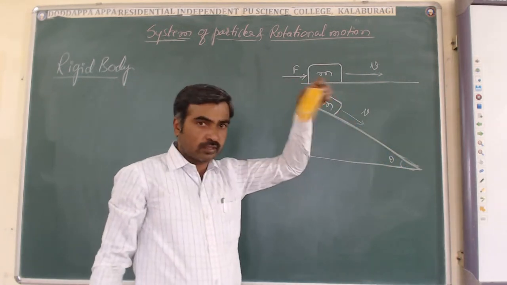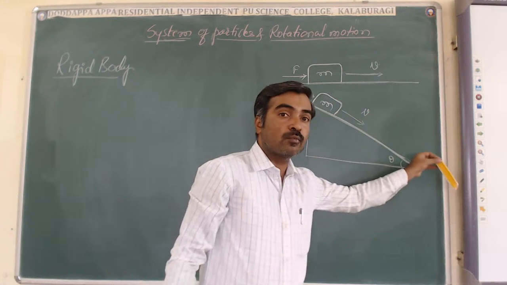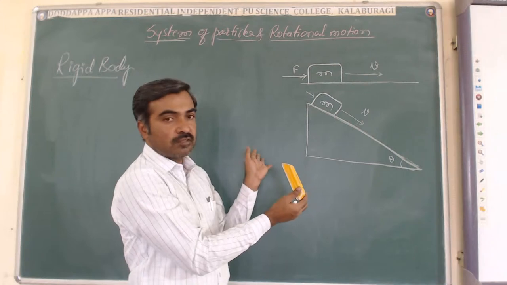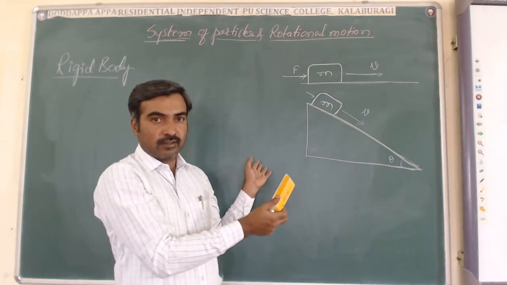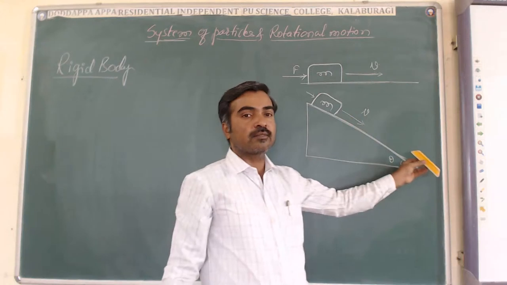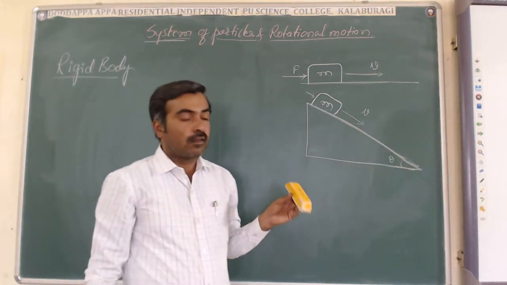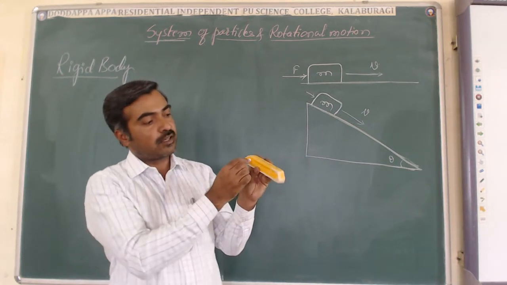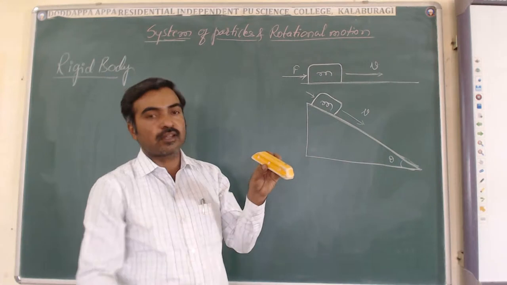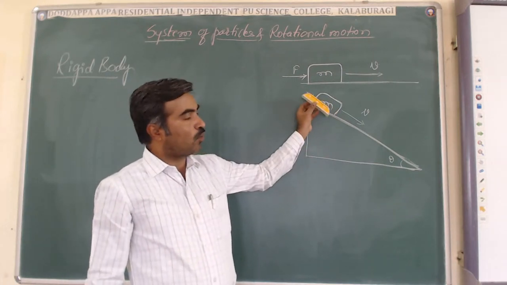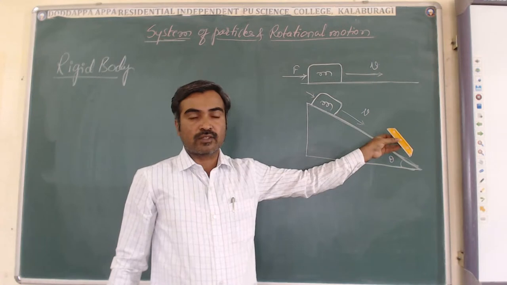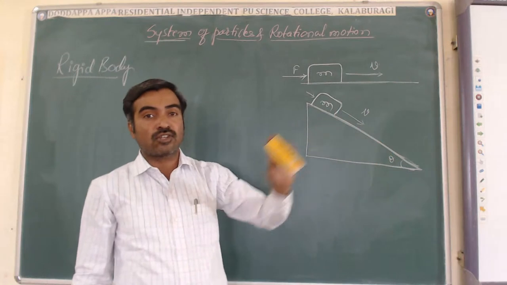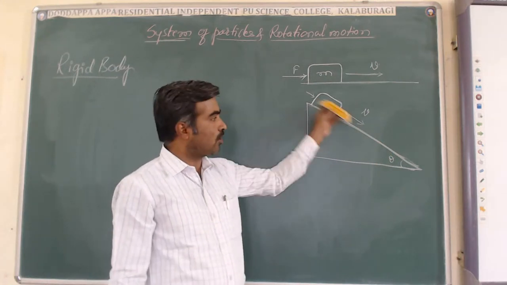Whenever it moves, this rigid body, the entire body is moving. It is not that the front side moves first and the back side moves later. The whole body is moving. Suppose I put a mark over this duster, considering this is one particle, this is another particle, and this is another particle. When I make this body slide over the inclined surface, all the particles will move together with the same velocity. Same velocity, all the particles.